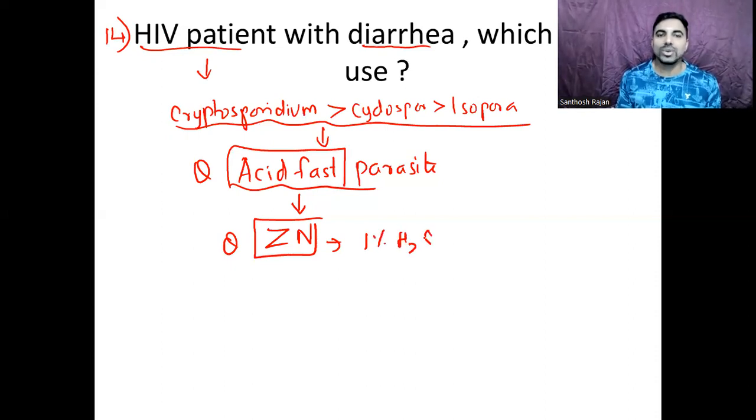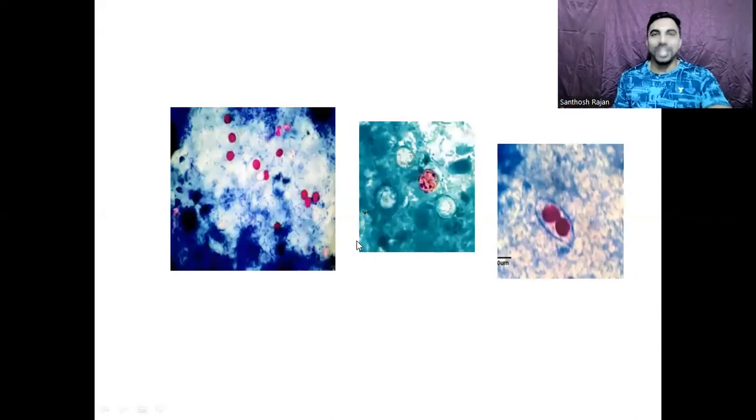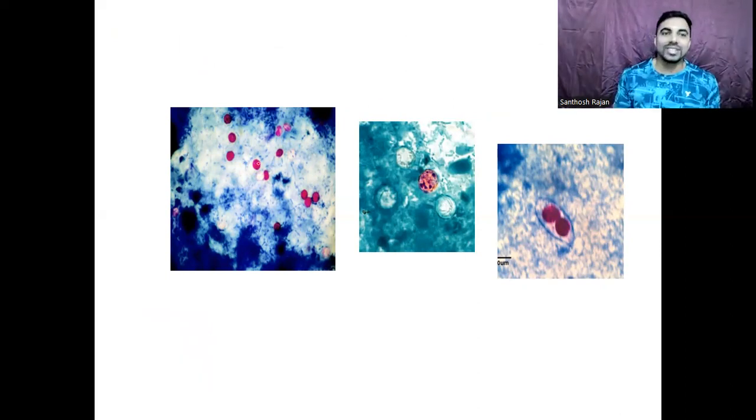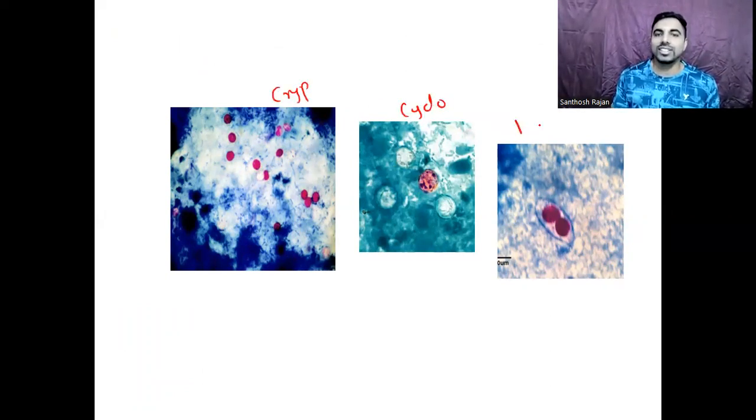We just had this question in revision a day before the exam. If you remember, the image-based questions, we just discussed this one. Many questions we discussed have come. Thanks to God, I'm really happy that most of the discussed revision questions have come. I'm really glad, but I hope you have utilized it. So this is Cryptosporidium, Cyclospora, Isospora. These are the things we have discussed, and these are acid fast. Okay, got it?